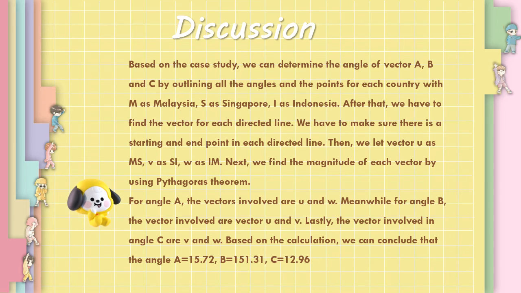Next, we find the magnitude for each vector by using the Pythagorean theorem. For angle A, the vectors involved are u and w. Meanwhile, for angle B, the vectors involved are u and v. Lastly, the vectors involved in angle C are v and w. Based on the calculation, we can conclude that angle A equals 15.72 degrees, B equals 151.31 degrees, and C equals 12.96 degrees.